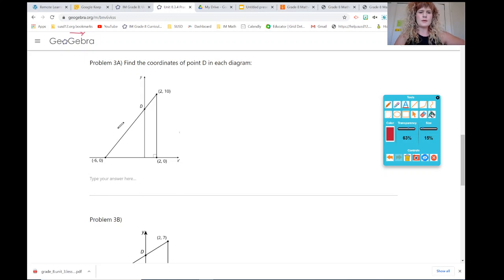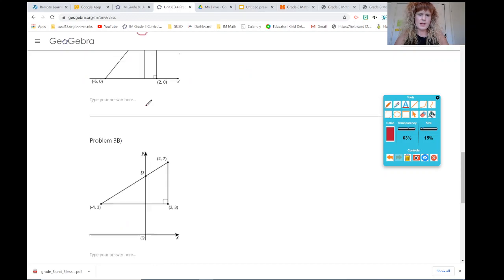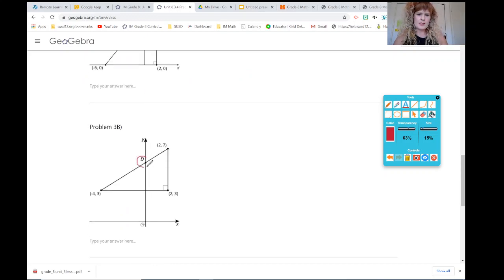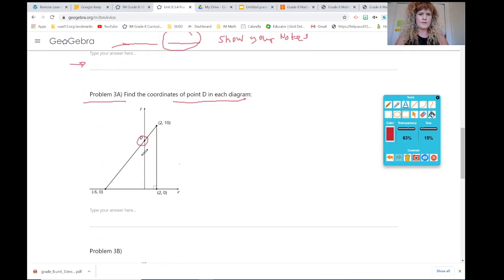Let's go to the next problem. Oh, this is something totally different. It looks like a review from previous work. Find the coordinates of point D in each diagram. Here is point D in the first diagram. Here is point D in the second diagram. Okay, let's start with the first diagram. Can you find the coordinates of point D? It's on this line right here.